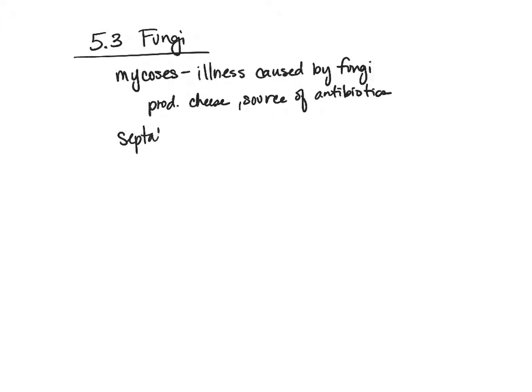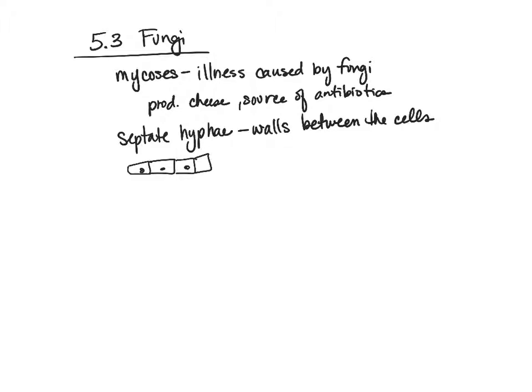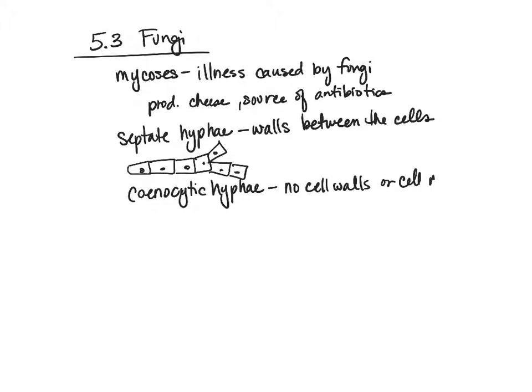So the septate hyphae. Septate hyphae just means that they have walls between the cells. So then they can break off. So they have walls between the cells, and they're individual cells like this, and then they can break off and then move on. So those are septate hyphae. Coenocytic hyphae do not have those cell walls. So there are no cell walls or cell membranes between the cells.